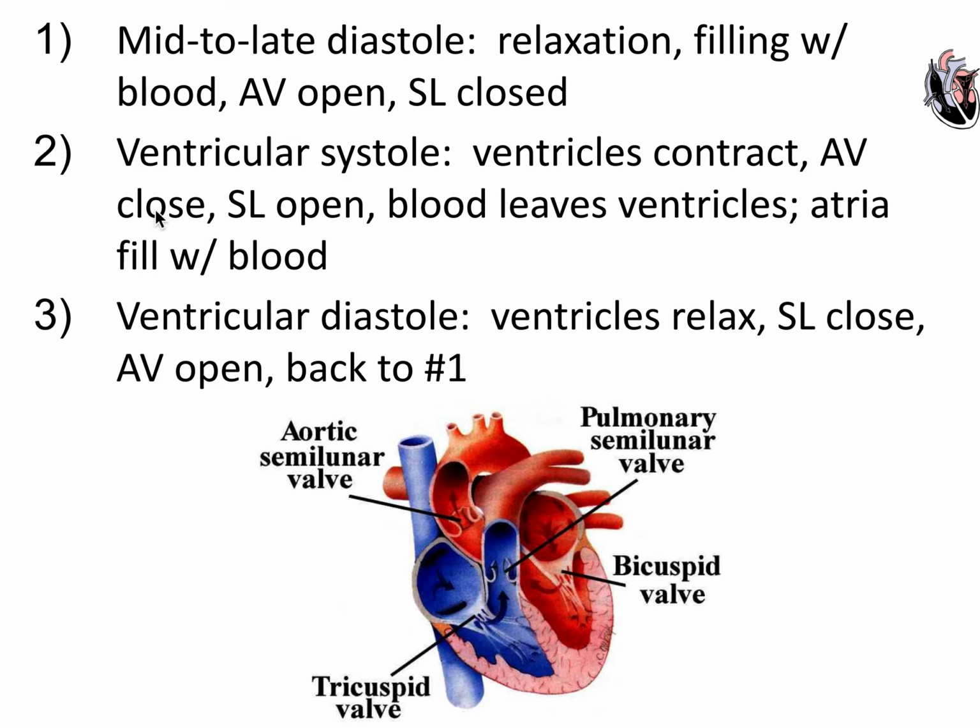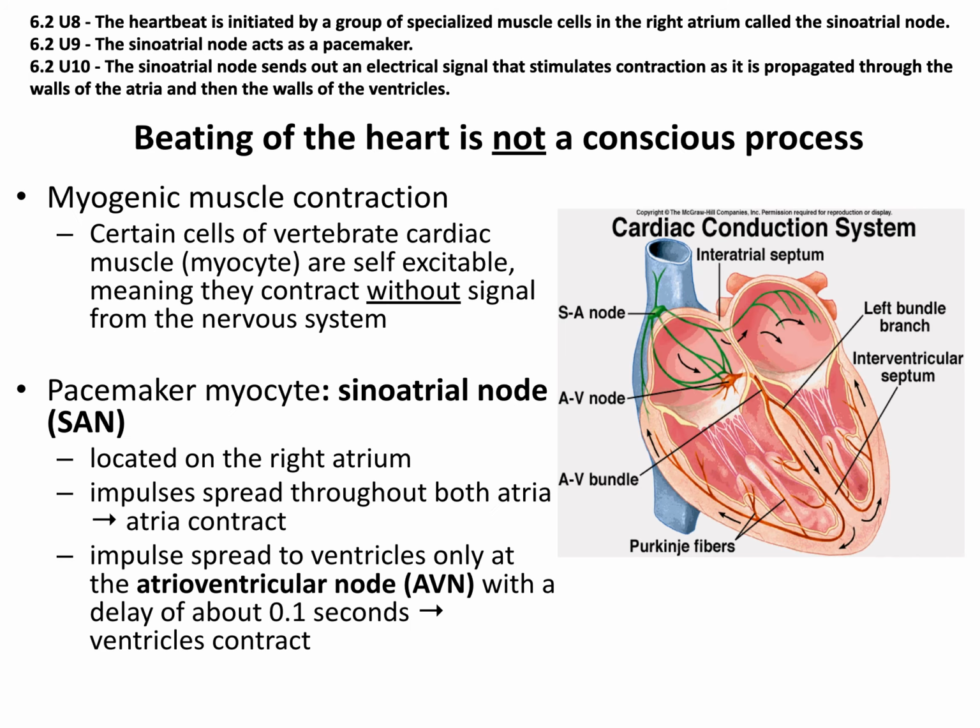The AV are going to close and the SL will open and blood will leave the ventricles and the atria will fill with blood. Then the ventricular diastole, so the ventricles are then going to relax. So the ventricles relax and the SL will close and the AV will open and it'll go back to number 1. And this is what creates our heartbeat, is this pressure change between these different valves, from the atrial valves and the AV valves and the SL valves.